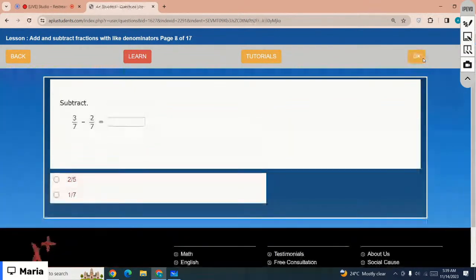The next one is 3 by 7 minus 2 by 7. Which is the correct option? Very good. That is 1 over 7.